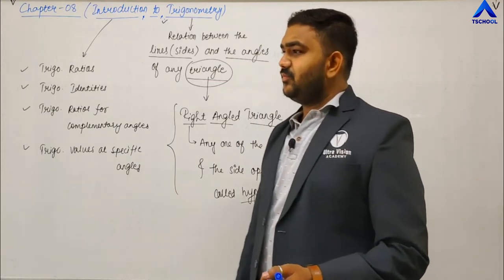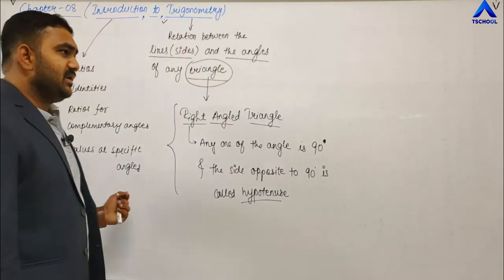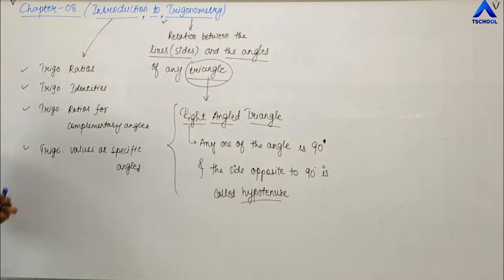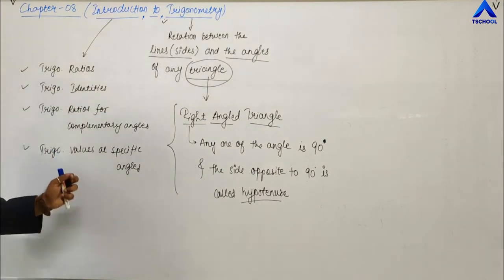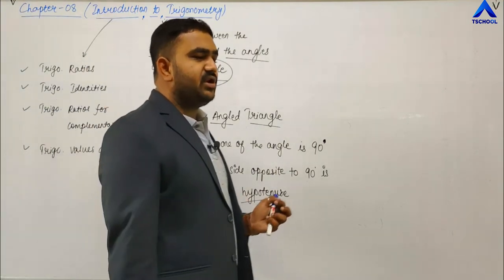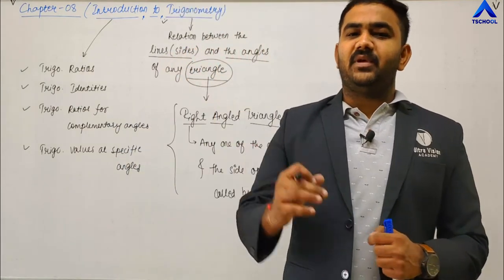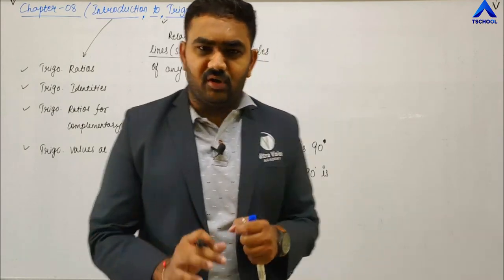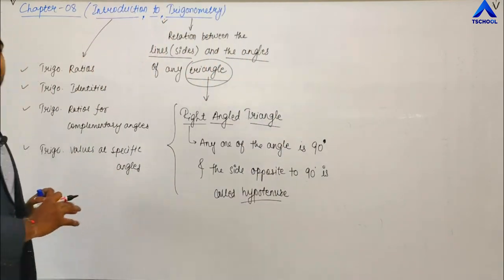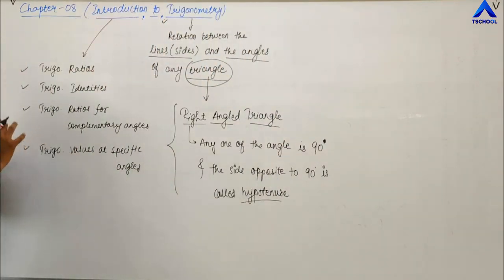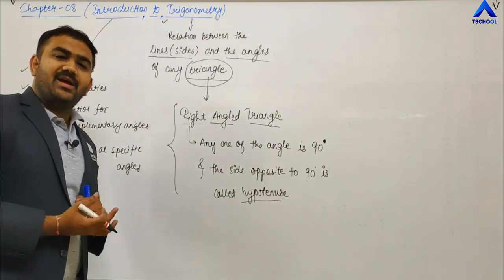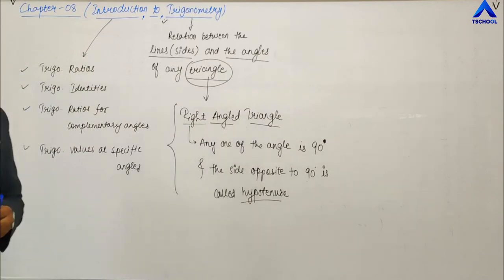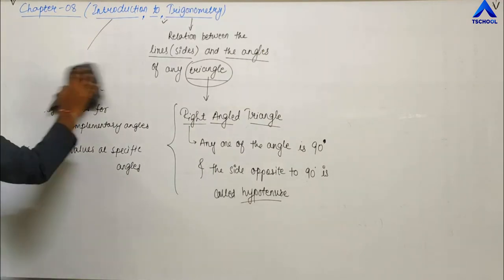Is it clear? So basically, friends, this chapter is the most important chapter of this standard, and also it will be helpful for you in the upcoming years, that means in the 11th standard and 12th standard. You are going to learn most of the things related to trigonometry here itself in this chapter, and in the further standards you are going to learn about the applications of trigonometry. Okay, now let us start with the very first topic, that is trigonometric ratios.